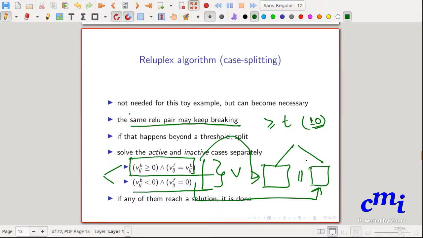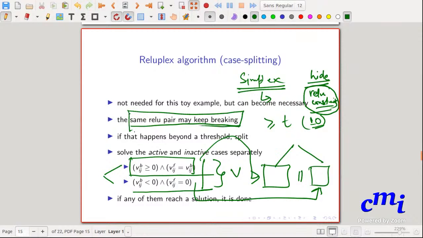The claim that these guys make is that if you solve simplex and hide the ReLU constraint, then it is very often the case that the solution you get from simplex already satisfies these constraints. So a large number of ReLU pairs do not break more than t times, which avoids the case split.